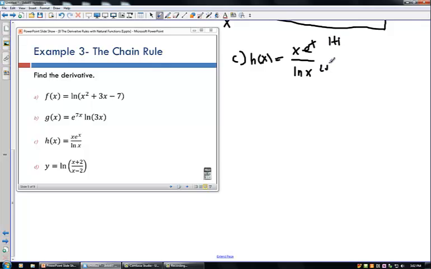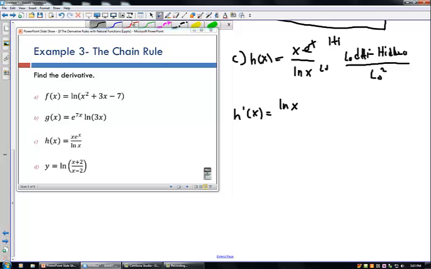This is my low, and the derivative, the quotient rule says low d high minus high d low all over low squared, and away we go. So h prime of x, what is it equal to? Well, I copy down my low, so my low is ln of x. And now I have to take the derivative of my high function.